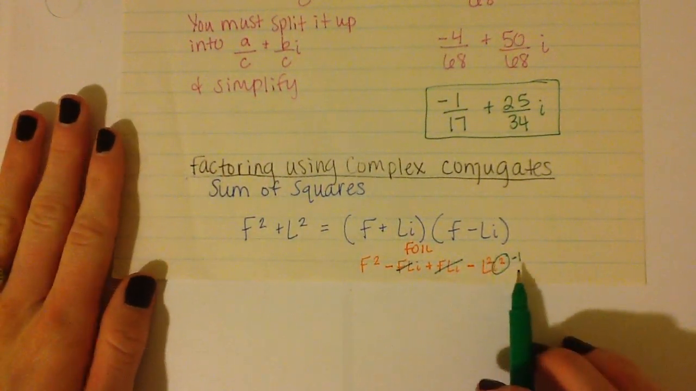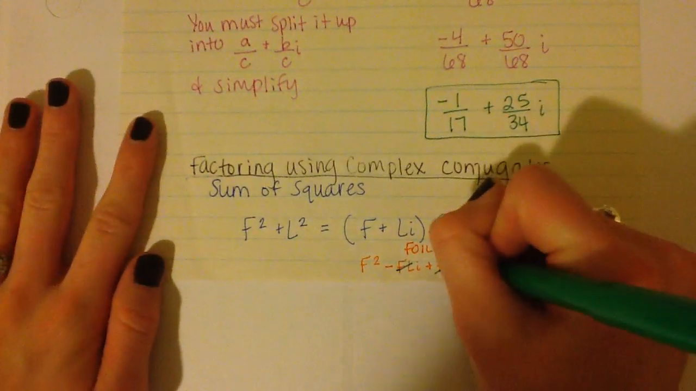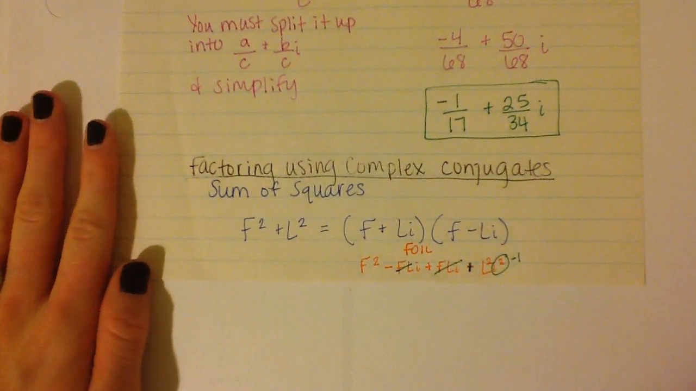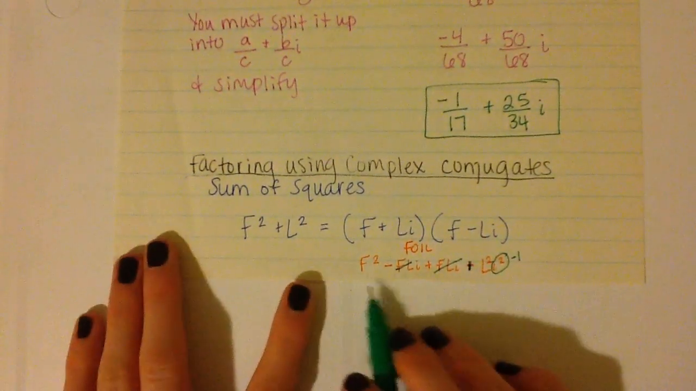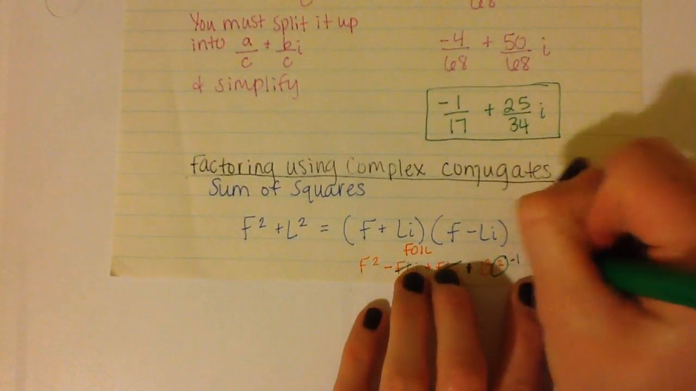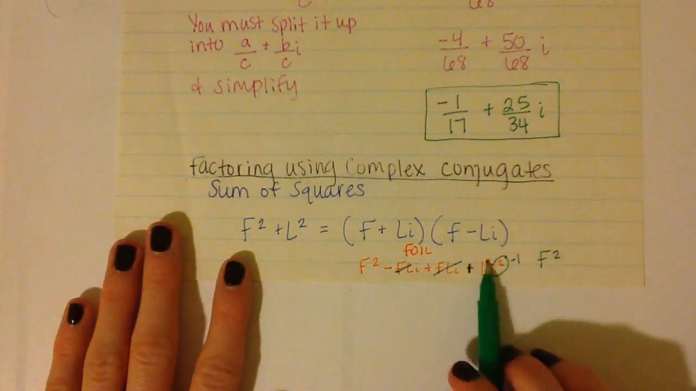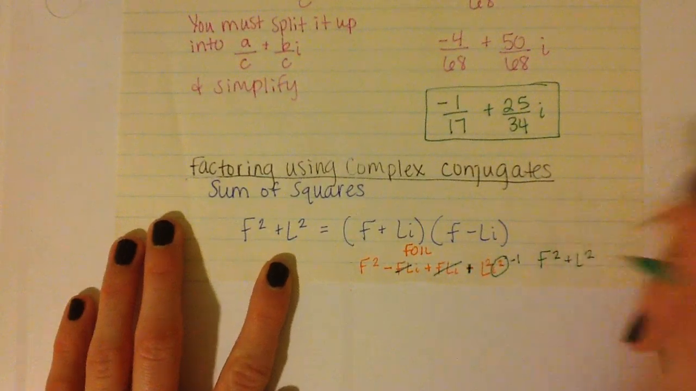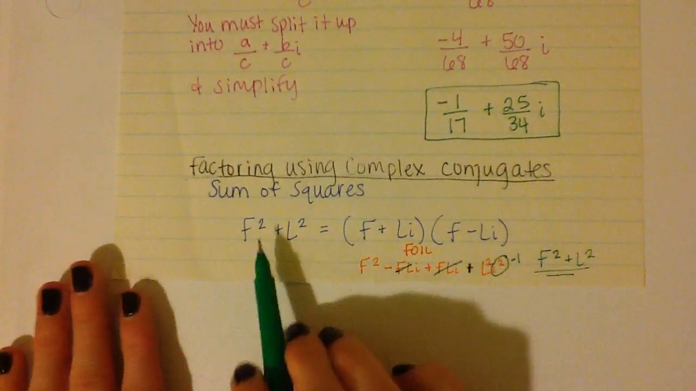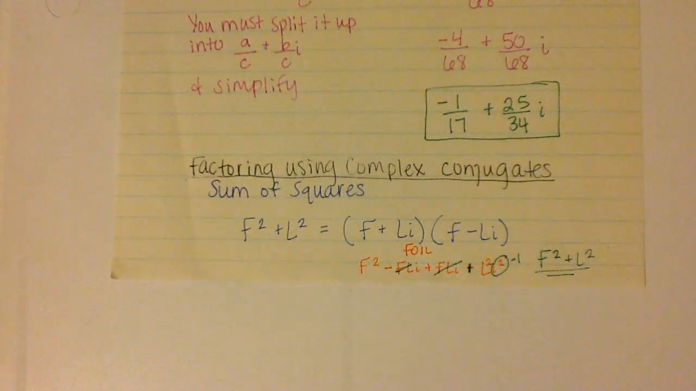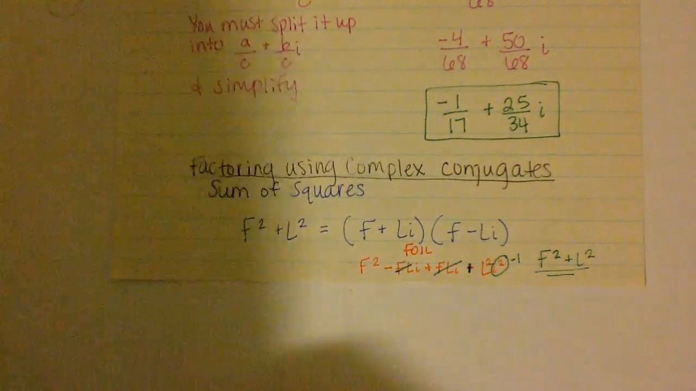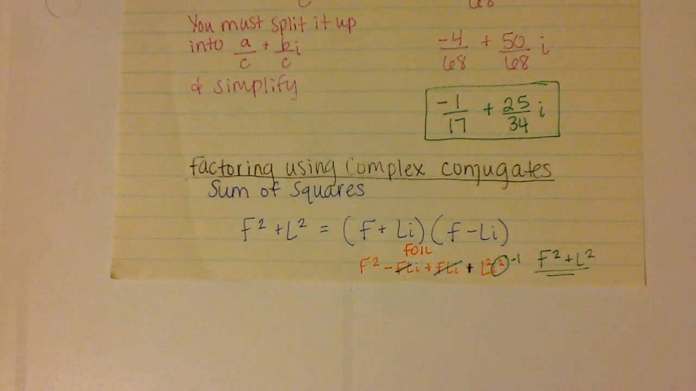Negative l squared times negative 1 is going to change that to a plus. So we have f squared plus l squared. And we get what we started with. So let's do a couple examples.